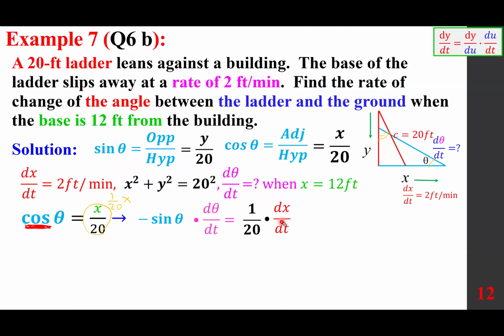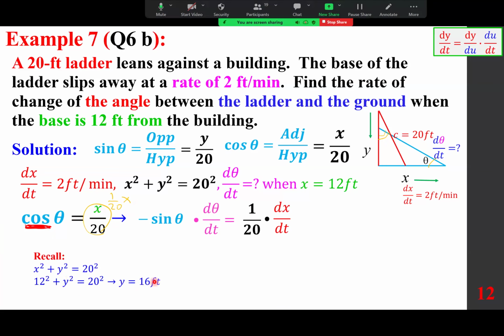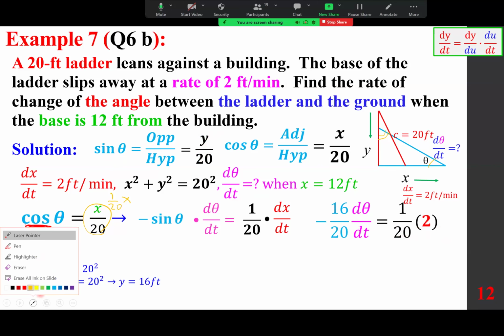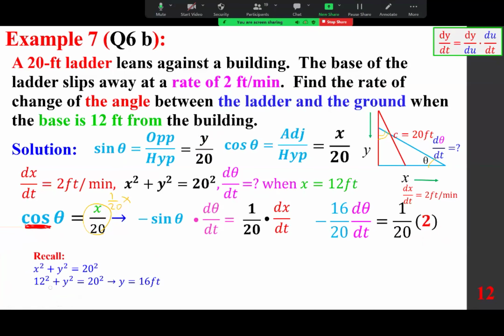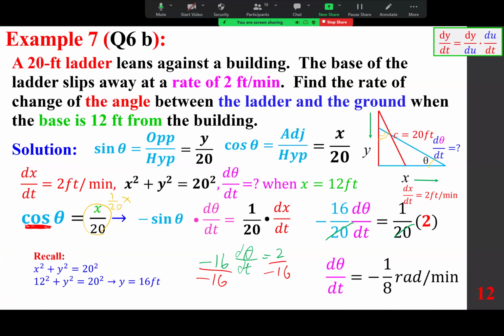Now, all we have to do, plug it in. And I'm going to remind you that in the previous page, we found y to be 16. Why is it important? Because sine is y over 20. So sine will be replaced with 16 over 20. dx/dt is 2. And of course, you are dealing with fraction on the left, fraction on the right. And since they have the same denominator, you can just drop the common denominator of 20, which results in negative 16 d theta/dt equals 2. Divide by negative 16, you get negative 1 over 8.